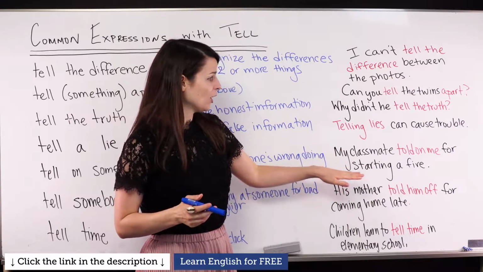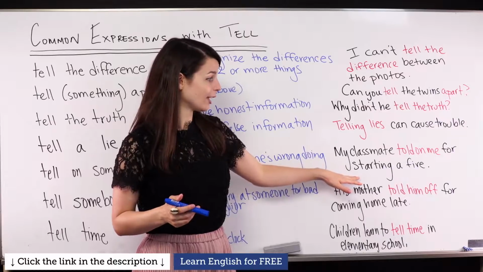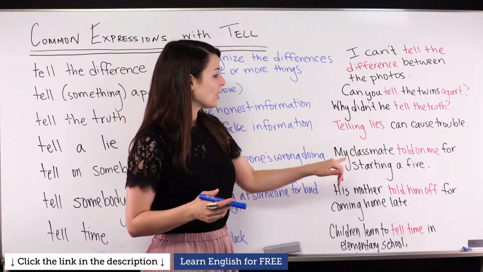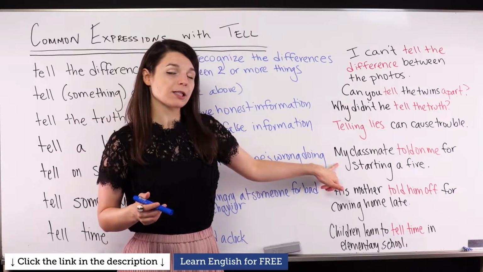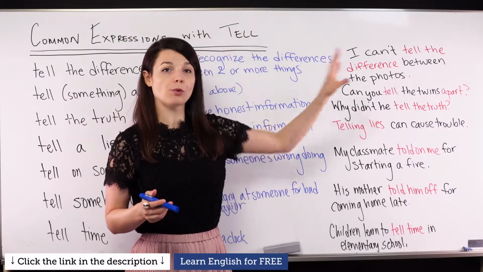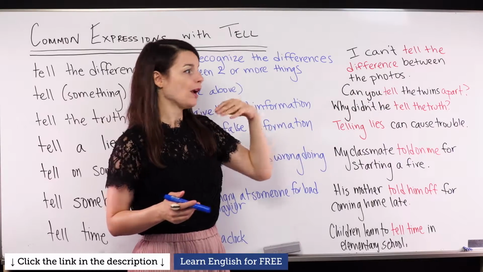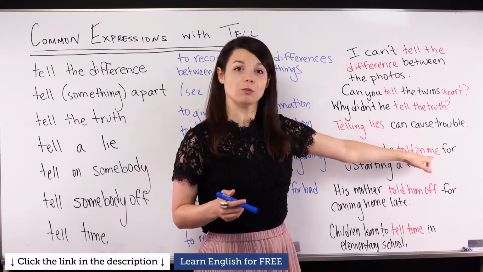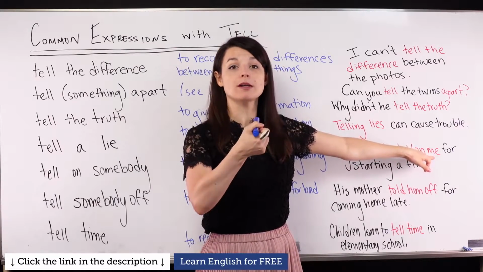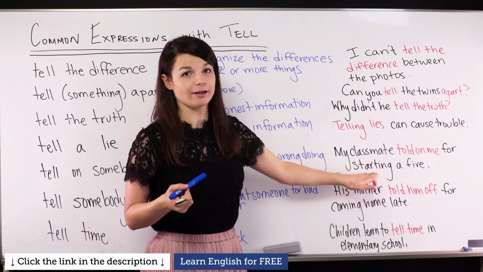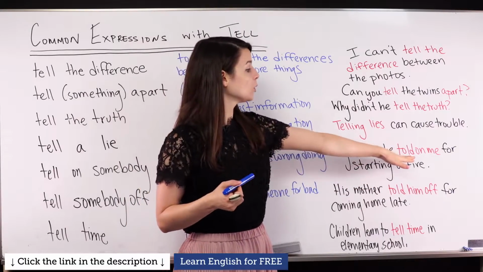My classmate told on me for starting a fire. Now, what's not always explained in these sentences is who the report went to. So my classmate, in this case, told on me. In other words, my classmate reported me. I did something bad. In this case, I started a fire. My classmate told on me.